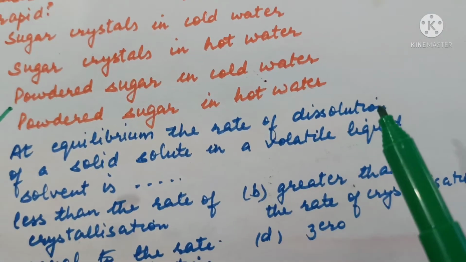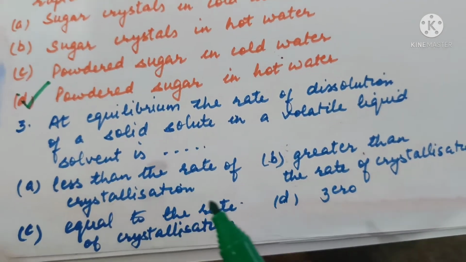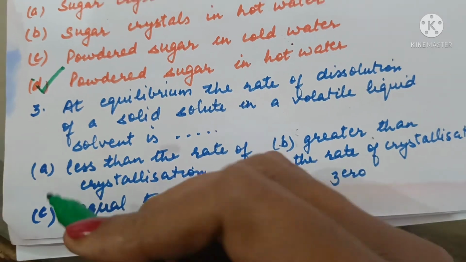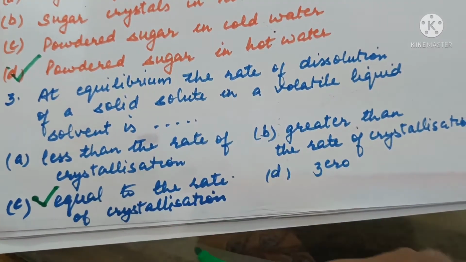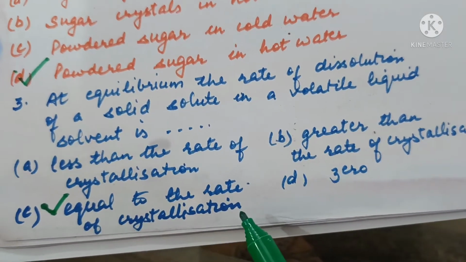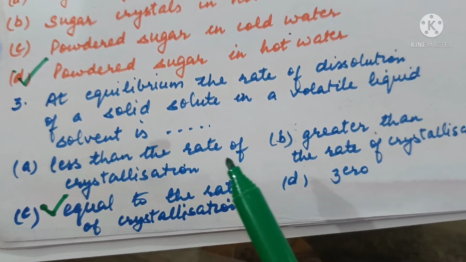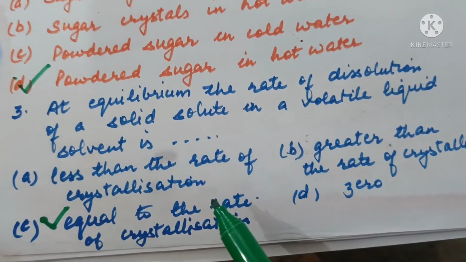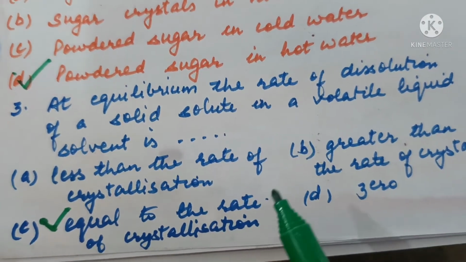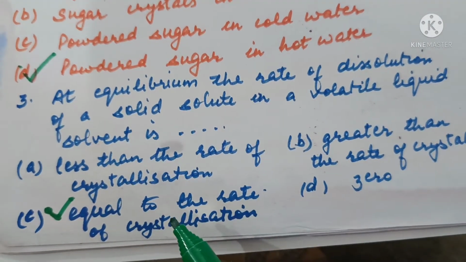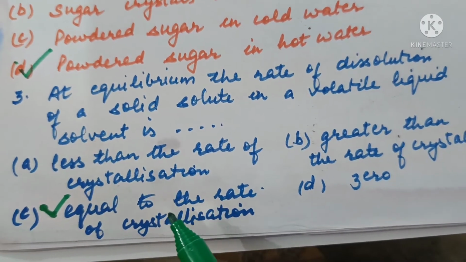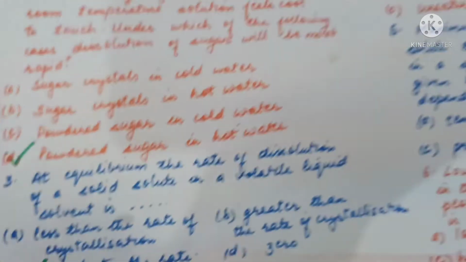At equilibrium, the rate of dissolution of a solid solute in a volatile liquid solvent is equal to the rate of crystallization, because at equilibrium the forward reaction is equal to the backward reaction. Forward reaction is dissolution and backward reaction is crystallization. At equilibrium the rates of the two are equal.